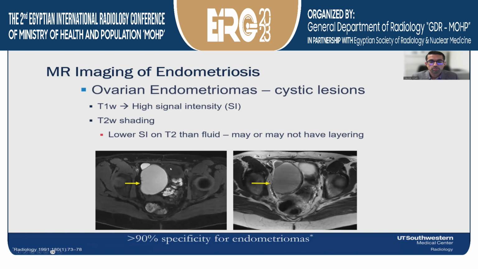Here's another patient with an endometrioma, a pretty large endometrioma on the right. Again, you can see this very bright light bulb T1, bright signal intensity that's very homogeneous. And on T2, it's kind of more gray. It's lower signal intensity than the adjacent urine in the bladder. This is T2 shading. This appearance is very specific for endometriomas.